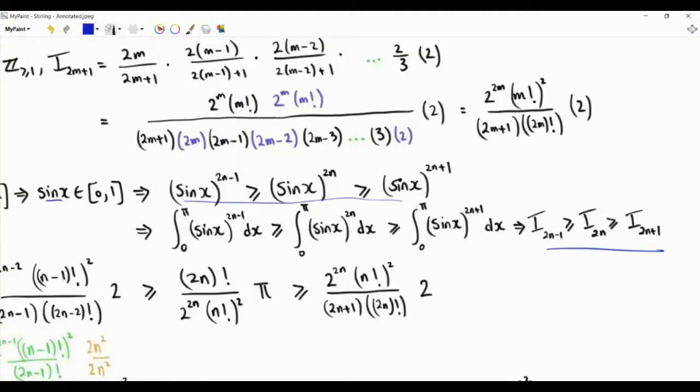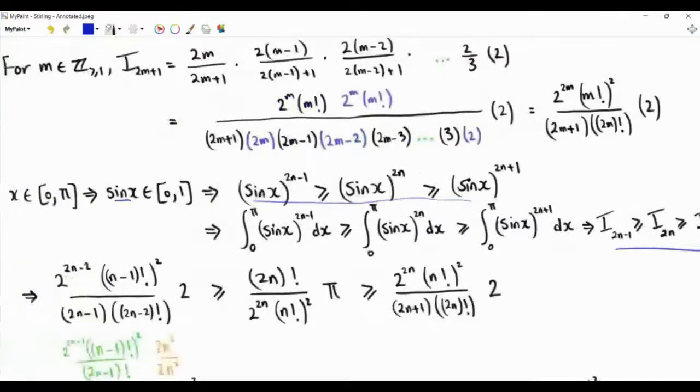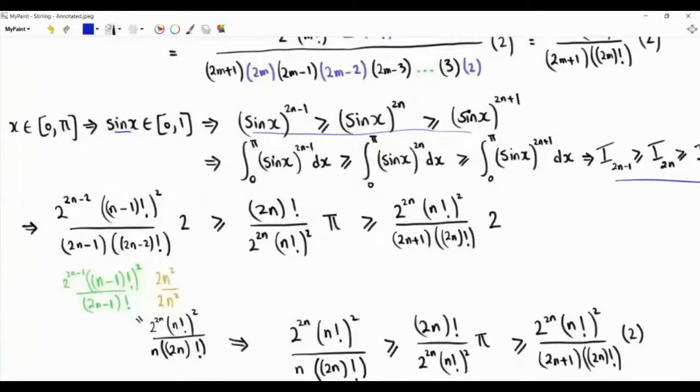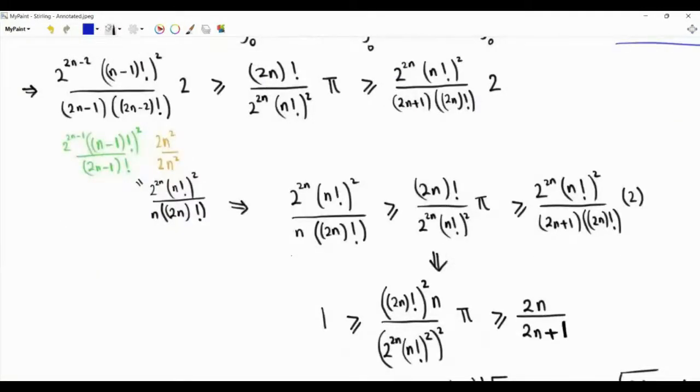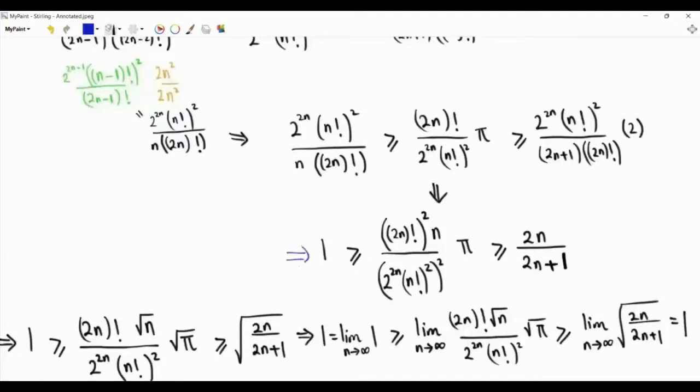We have expressions for each one of those integrals. So we can take those expressions and put them here. And then we can manipulate the terms and do some rearrangements, and we get this nice inequality here. So this quantity, which involves the factorials of 2n and n, is less than or equal to 1. And on the other hand, it is greater than or equal to 2n over 2n plus 1. Note that this will tend to unity, to 1, as n tends to infinity.